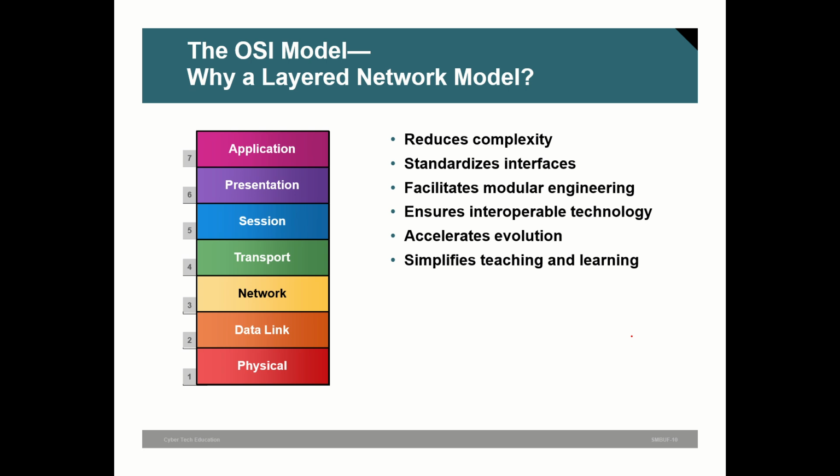Okay, the OSI model. One is the physical layer, followed by the data link layer. Third is the network layer. Fourth is the transport layer. Fifth is the session layer, which comes after transport. Then we have the presentation layer, and then the application layer. This is how the process flow of the OSI model works.